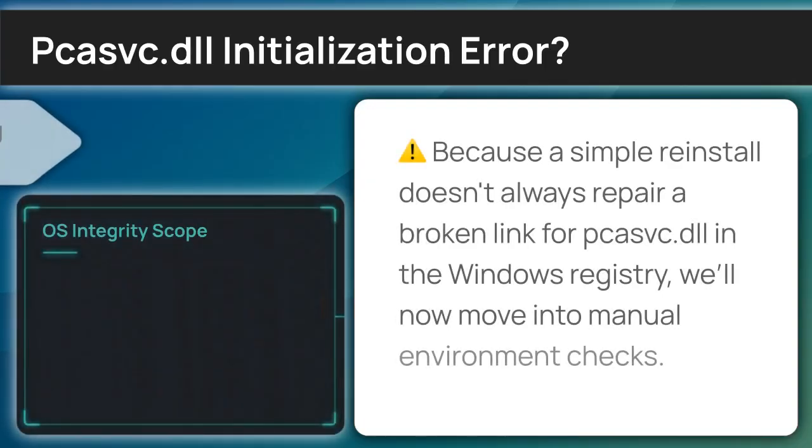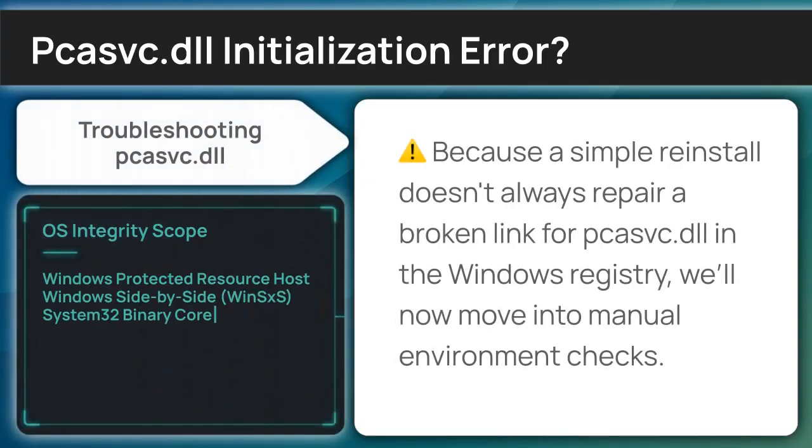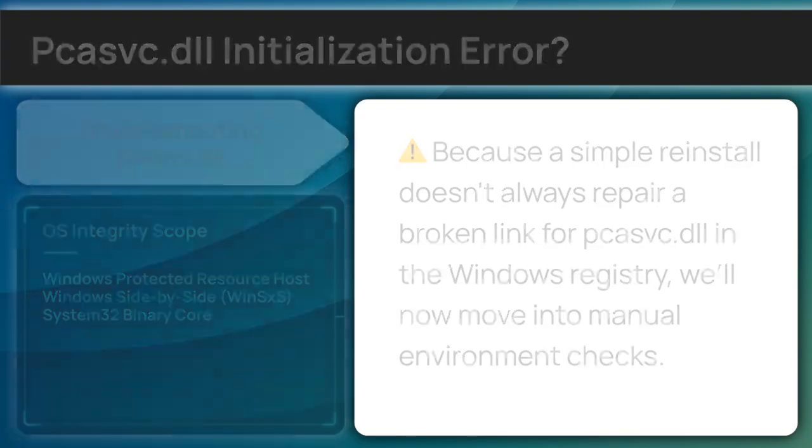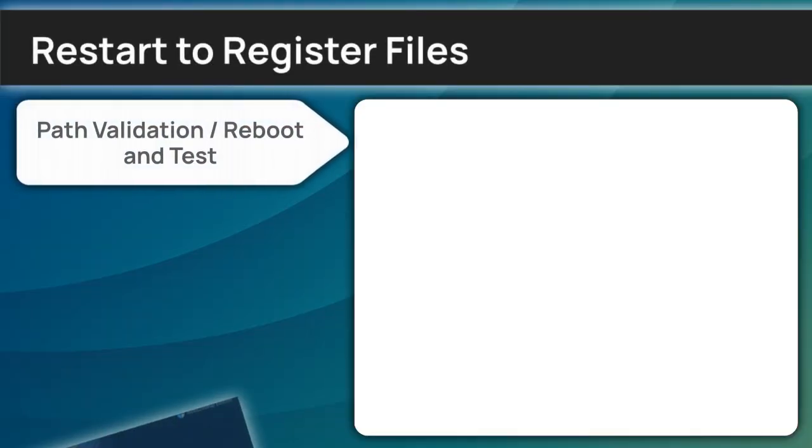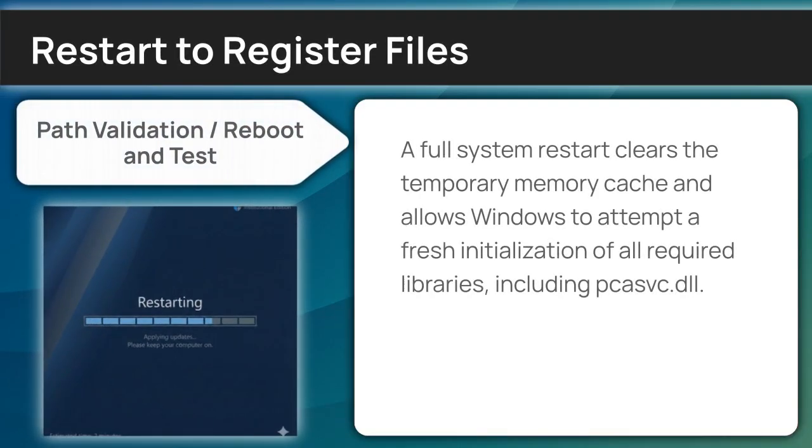Should the file remain missing after a reinstall, we need to ensure that the operating system is forced to re-index its shared library paths. A full system restart clears the temporary memory cache and allows Windows to attempt a fresh initialization of all required libraries, including the PCA service.